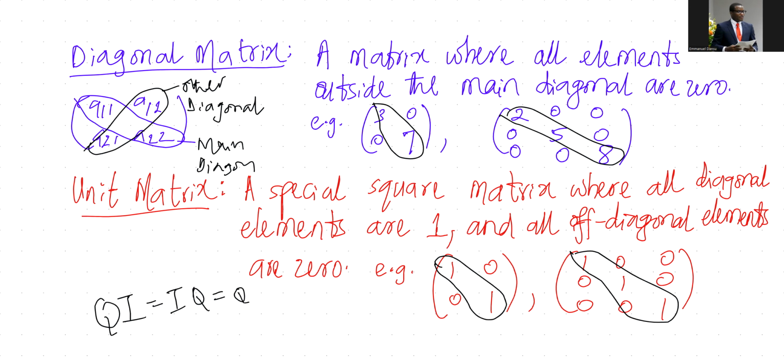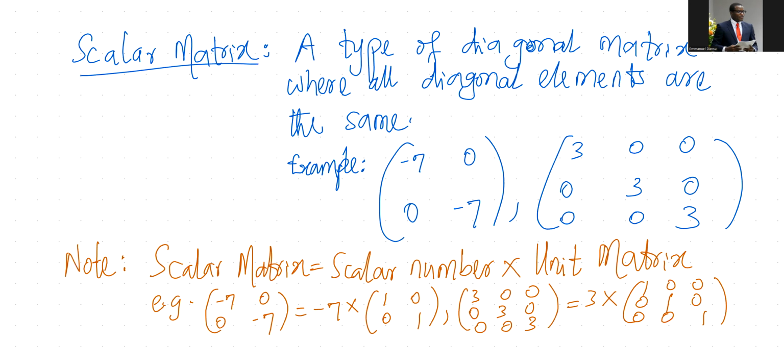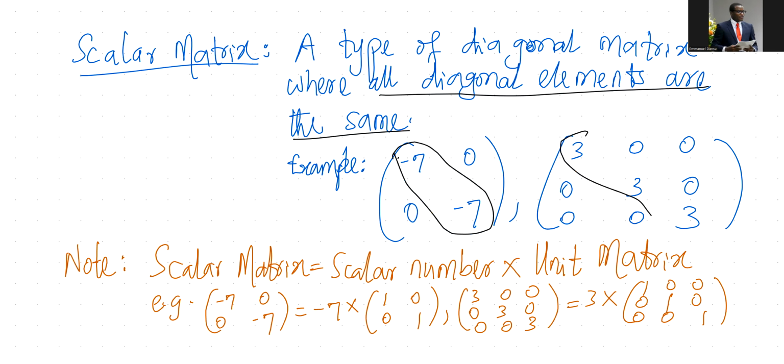Okay, we move on to talk about another type of matrix, which is the scalar matrix. Interestingly, this is also a kind of diagonal matrix. This is a type of diagonal matrix where all diagonal elements are the same, just like you see here. When we say diagonal here, we mean the principal diagonal. So if all diagonal elements are the same, then that is a scalar matrix.